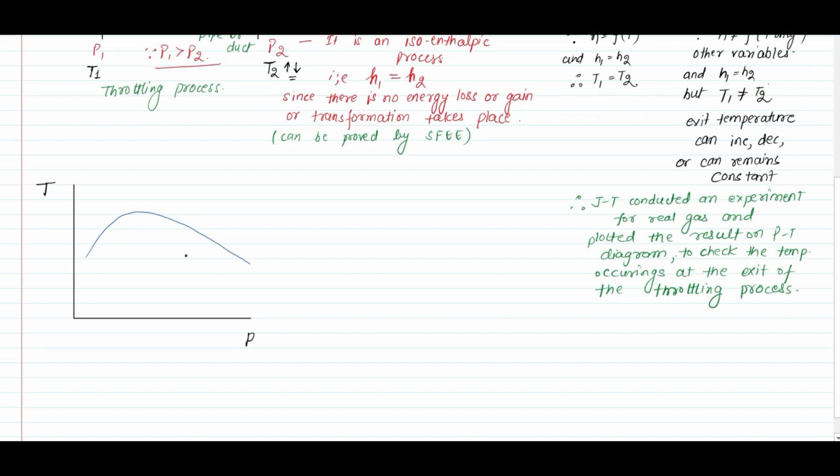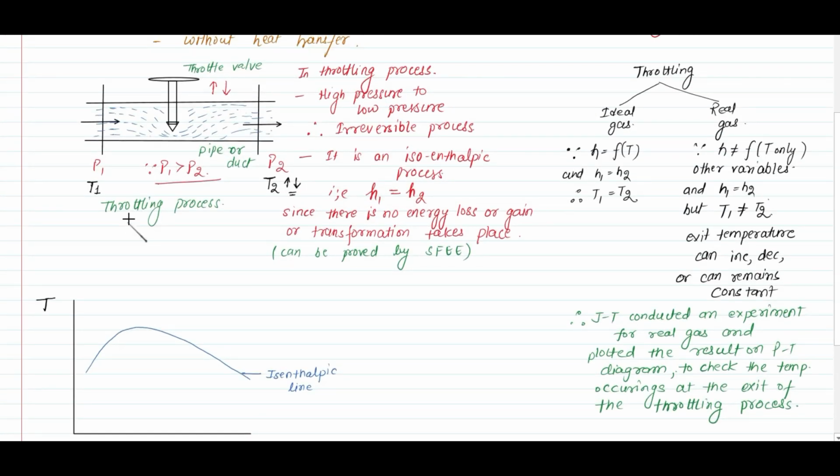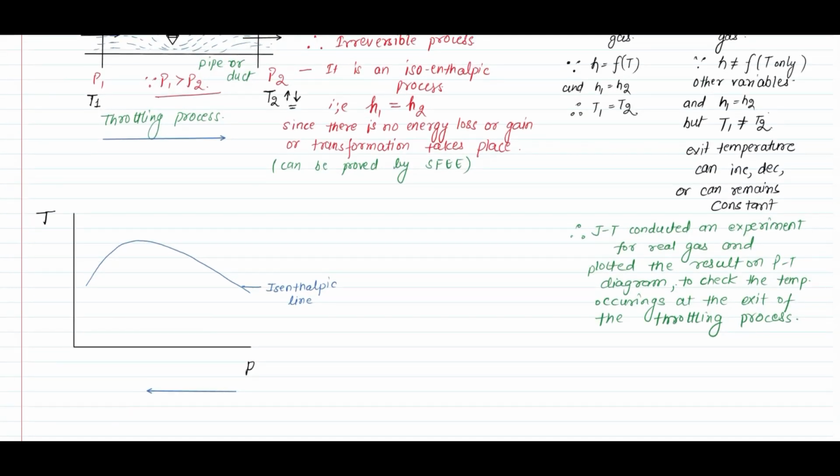This curve is known as the isenthalpic line, because the throttling process is happening at constant enthalpy. Yes, we will move from right hand side to left hand side in the diagram. Pressure is decreasing in this direction. In the above diagram, we will move from left hand side to the right hand side, since pressure is decreasing in that direction.